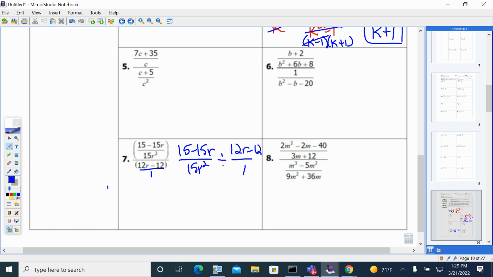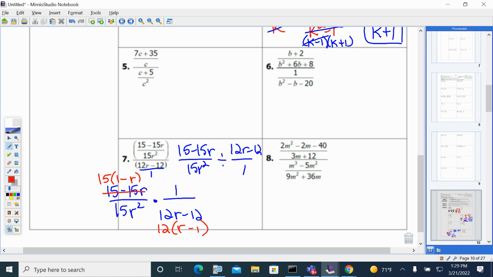So then we can do the keep it, change it, and then flip it. And then we're going to have to factor. In the numerator of the first fraction, there's a GCF of 15, which is going to give me 1 minus r. And in the second fraction, there's a GCF of 12, and I get r minus 1.